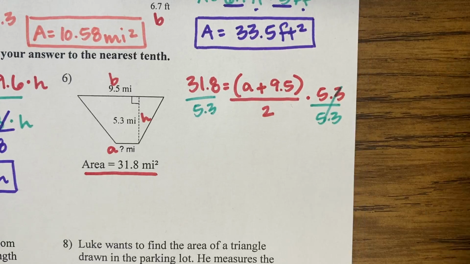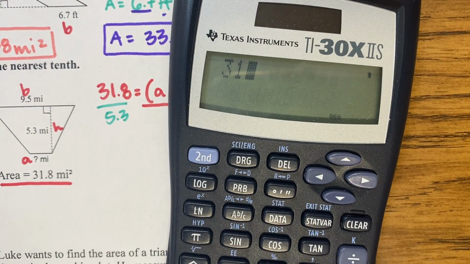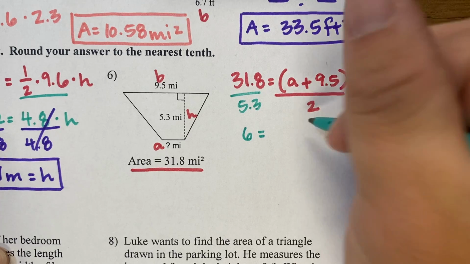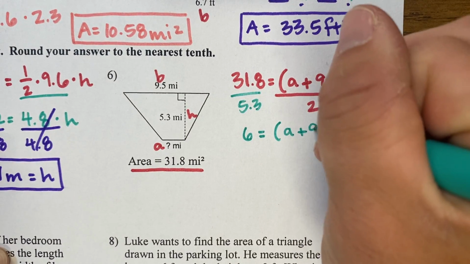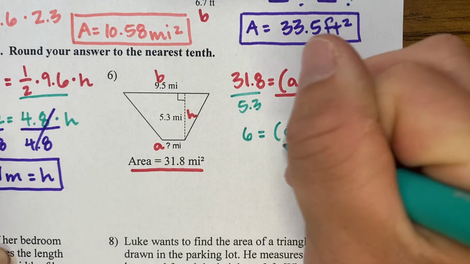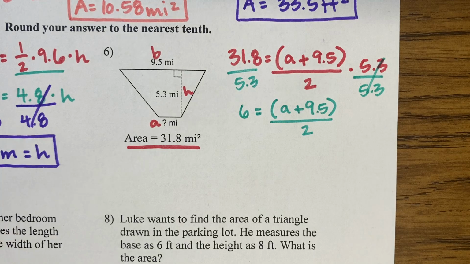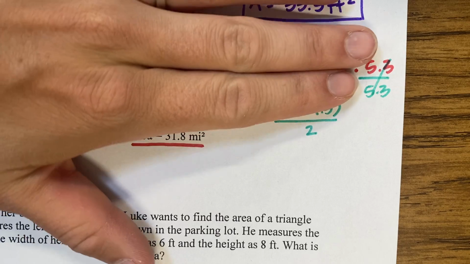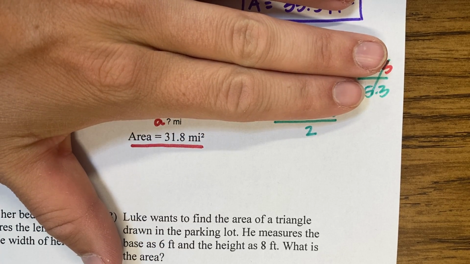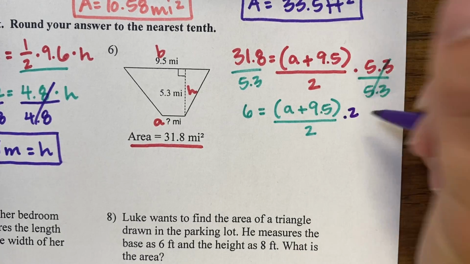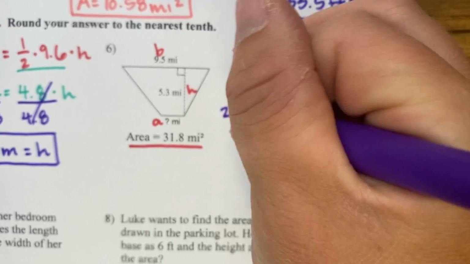Okay, so let's punch this into our calculator. We have 31.8 divided by 5.3, and we get a nice pretty 6 on that side. So 6 equals parentheses A plus 9.5, haven't done anything with that, divided by 2. So we got rid of that 5.3, so this is all we're left with. Okay, so now what is the farthest away? Again, parentheses are the closest, so now what's the farthest away? Divide by 2. So what is the opposite of divide by 2? We're going to multiply by 2.